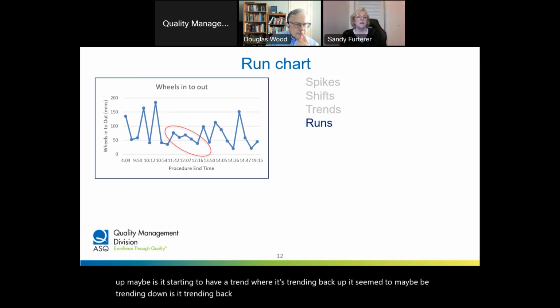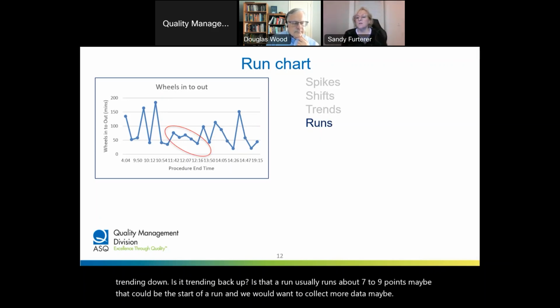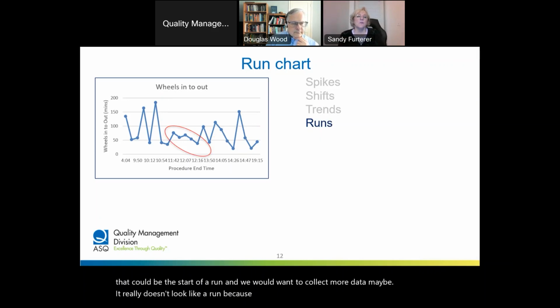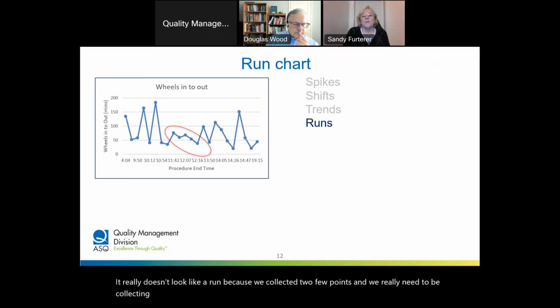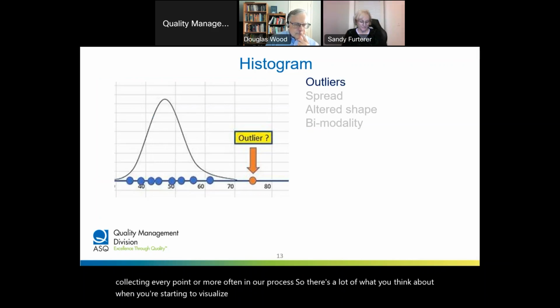Is that a run? Usually runs are about 7 to 9 points. Maybe that could be the start of a run. And we would want to collect more data. Maybe it really doesn't look like a run because we collected too few points, and we really need to be collecting every point or more often in our process. So there's a lot of what you think about when you're starting to visualize this data.